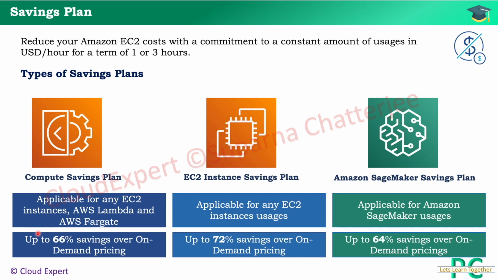Compute Savings Plan will give up to 66% savings over on-demand pricing. Instance Savings Plan will give you up to 72% savings over on-demand pricing. But you have to understand, this does not include any Lambda or Fargate or ECS usage. On the other hand, SageMaker will give you up to 60% savings over on-demand pricing, and that is limited to SageMaker usage. You have to understand, Savings Plans do not apply to spot usage or usage covered by Reserved Instances.